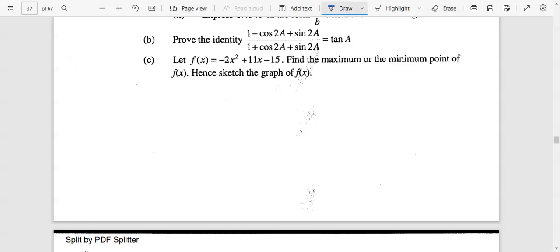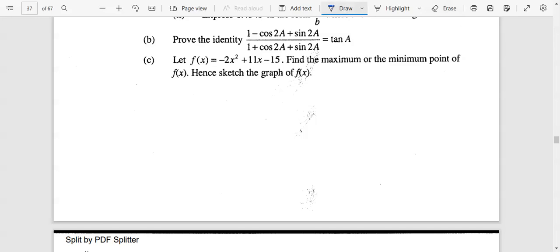Let f of x be negative 2x squared plus 11x minus 15. Find the maximum or the minimum point of f of x. Hence, sketch the graph. To find the maximum or the minimum, here we're supposed to use completing the squares, but you can use a simple formula to find the x value. Just say x is equal to negative b over 2a. So I know that the x value of the turning point is going to be 11 over 4. And then for the y value, put that 11 over 4 where there is x, or you can say y is equal to 4ac minus b squared over 4a.